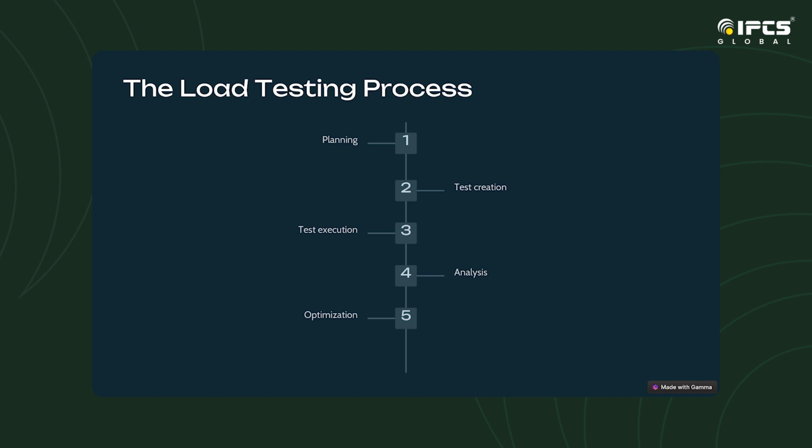Finally, we take what we learned and optimize. We fix any issues we found during the analysis. This could mean upgrading servers, optimizing code, or adjusting configurations. The goal is to make your system more robust and reliable. This is where we make the improvements to ensure we are ready for the real thing.